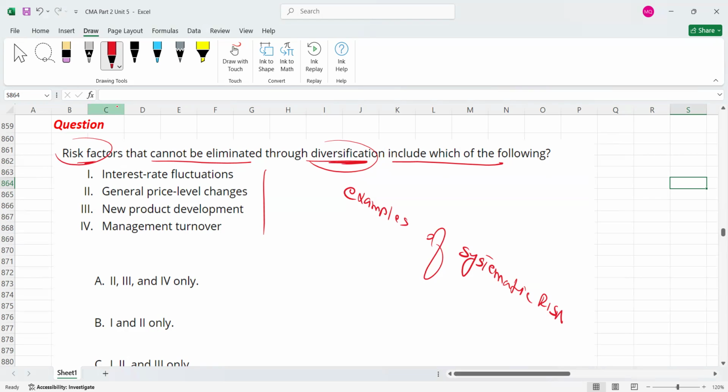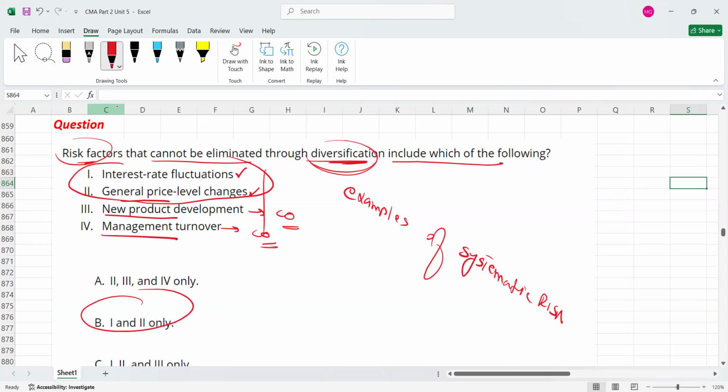I told you interest rate risk is systematic risk because it will affect all companies. Inflation risk will affect all companies, because of general price level changes. New product development, obviously, will affect only the company developing that product. It's company specific, so it's diversifiable. Management turnover will affect only the company from which people are leaving, not all companies. So the first two risks cannot be diversified. So one and two is the answer to this question. Understood, guys? I hope it is clear.